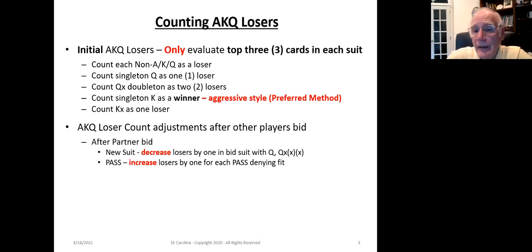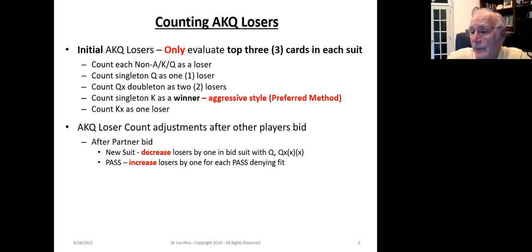If your partner passes, increase your number of losers by 1, because your partner is in essence denying having enough strength to bid. So let's go. You start out with 5 losers. You open 1 heart. Your opponent goes past. Your partner passes.